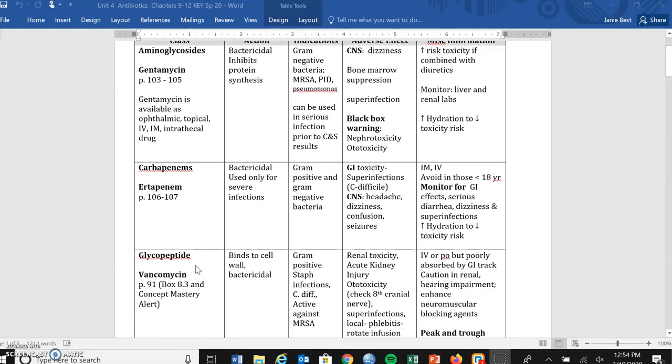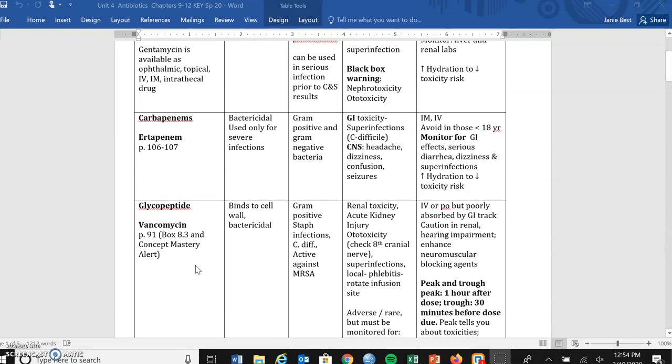In the carbapenems, we have ertapenem. It treats gram-positive and gram-negative bacteria. Note that the adverse effect is GI toxicity or GI limiting, meaning that you need to discontinue the drug if the patient develops a superinfection such as C. difficile diarrhea. You need to monitor for these GI effects and avoid use in individuals that are under 18 years of age.